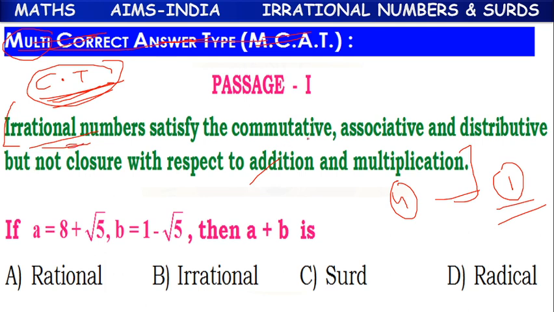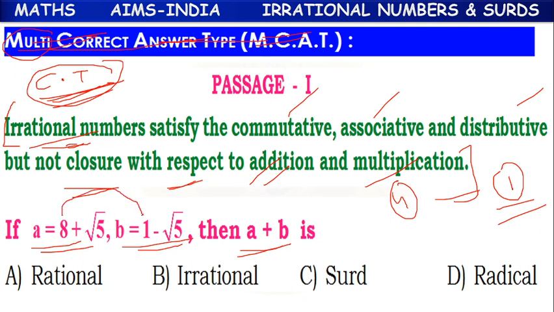Irrational numbers satisfy commutative, associative, distributive, but not closure with respect to addition and multiplication. So they have given some properties of irrational numbers. We have to find the answers. A equal to 8 plus root 5, B equal to 1 minus root 5. Then what about A plus B? Both we have to add. 8 plus root 5, 1 minus root 5. So root 5 gets cancelled. 8 plus 1, 9, which is a rational number. So A option is the correct answer.